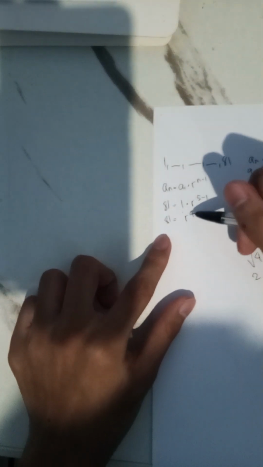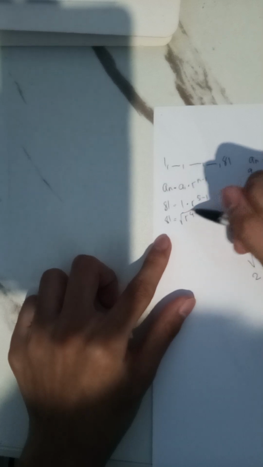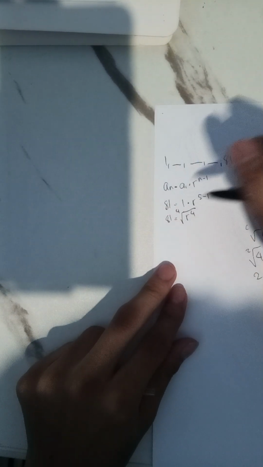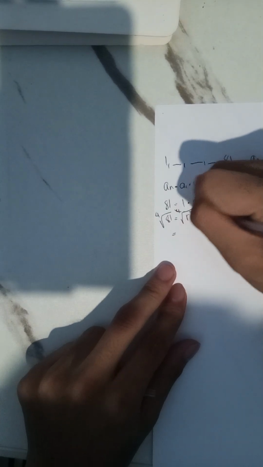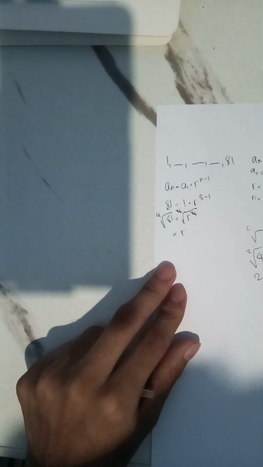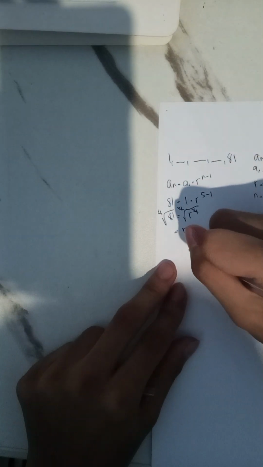But how about here? Since this is raised to 4, we need to get the root of r corresponding to 4. Same here, so now we can cancel this, and r is equal to this. We know that 81, what are its factors? Let's find the factors of 81.